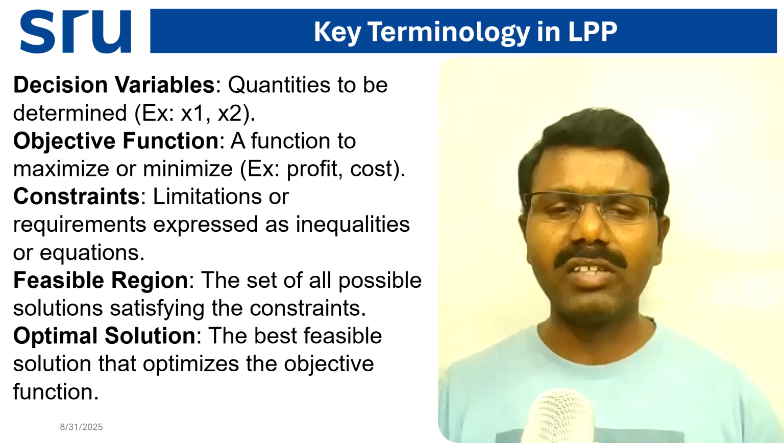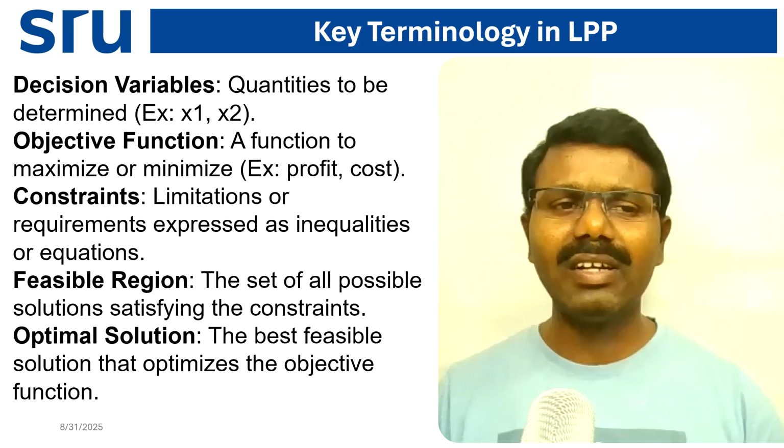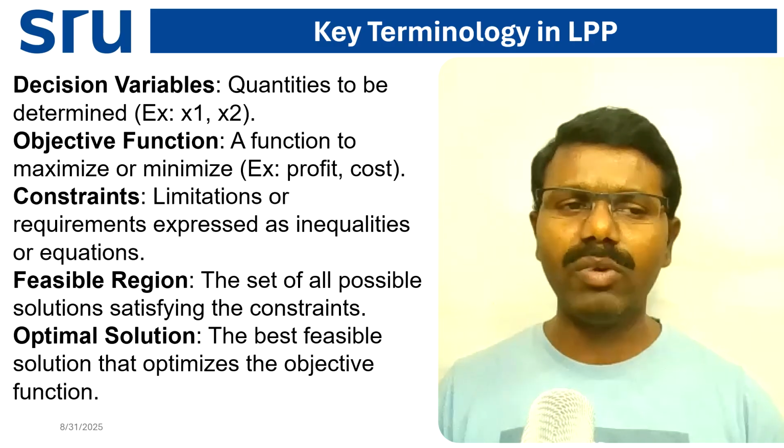So here, before we solve the problem, let us try to understand 5 important key terminologies in LPP. The first one is a decision variable, which defines the quantities to be determined.